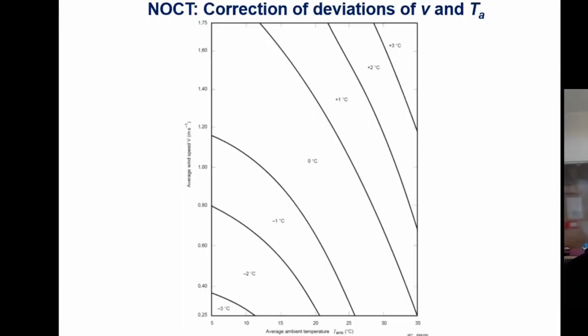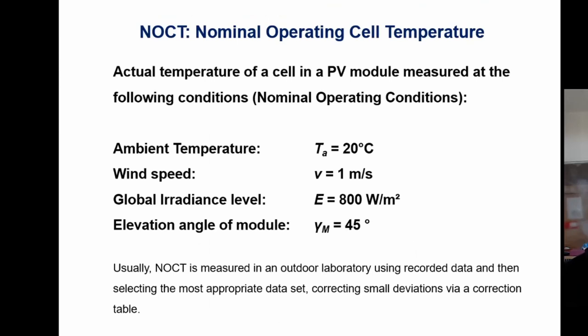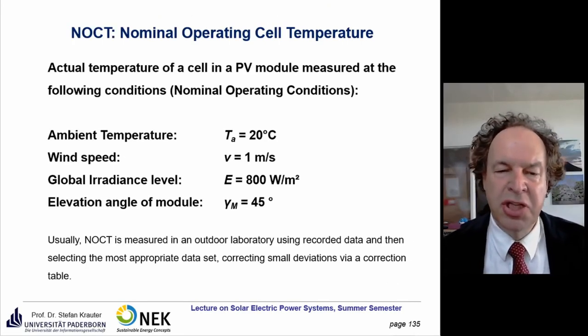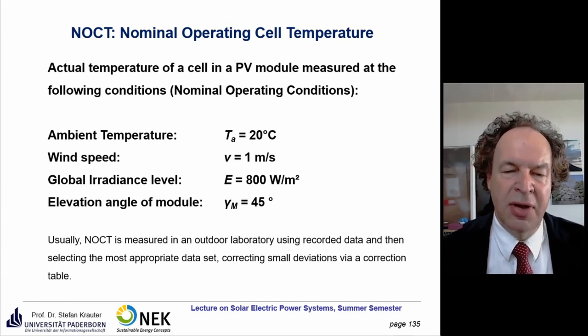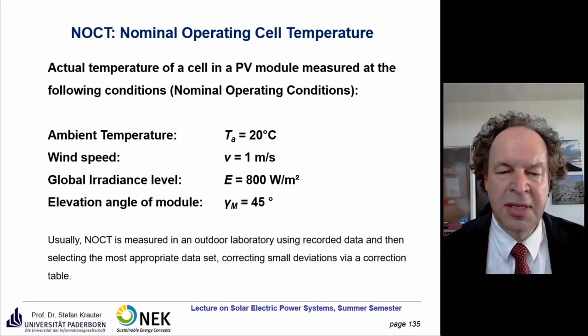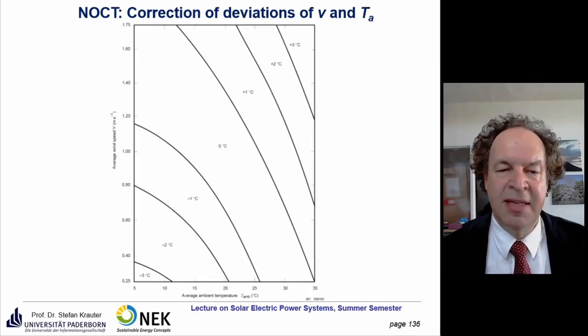While you measure the NOCT, not in the lab but in outdoor labs, sometimes you don't achieve those conditions, so you have to extrapolate. If you have some deviations from these conditions when you measure the NOCT, then you have to apply a correction factor, and that is explained in the next graph.